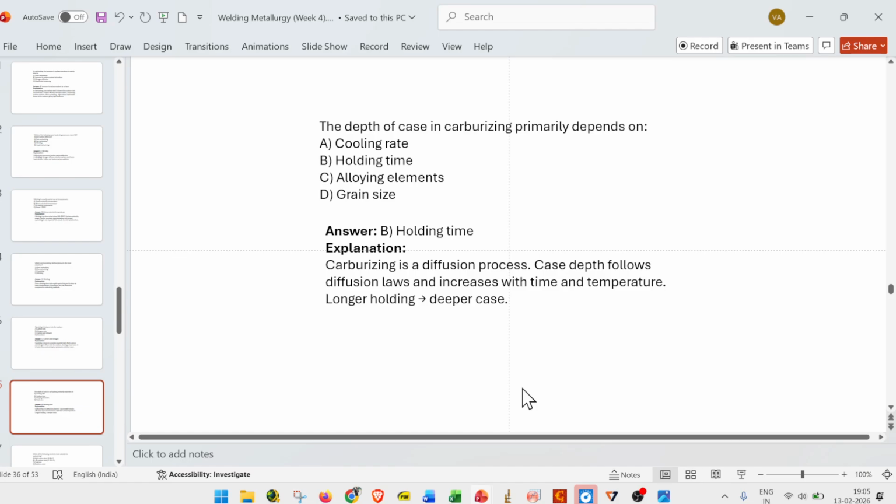The depth of the case in carburizing primarily depends on what? Cooling rate, no. Holding time, yes, because the longer the holding time, the more time the carbon has to diffuse. So the answer will be holding time. Alloying element, no, because it is carbon only. Grain size, no. Carburizing is a diffusion process, and case depth follows the diffusion law; increasing time and temperature, longer holding time equals deeper case.